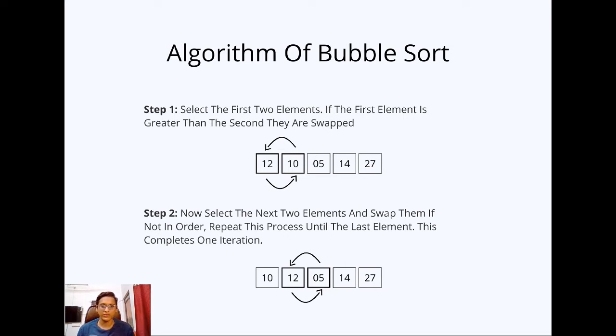Okay. Step 2. Now select the next two elements and swap them if they are not in order. Repeat this until the last element. This means that when the first two elements have been compared, then we would move to the second and third element, then third to fourth, until we reach the last element of the array.